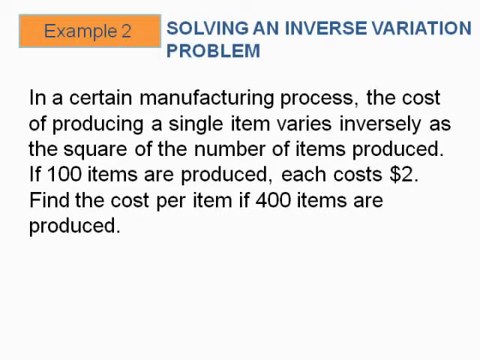Now, let's take a word problem here. Usually with word problems students are scared. But see, if you can set up the model and go through, these aren't too bad. So this one reads: in a certain manufacturing process, the cost of producing a single item varies inversely as the square of the number of items produced. If 100 items are produced, each costs $2. And then it says find the cost of the item if 400 items are produced.